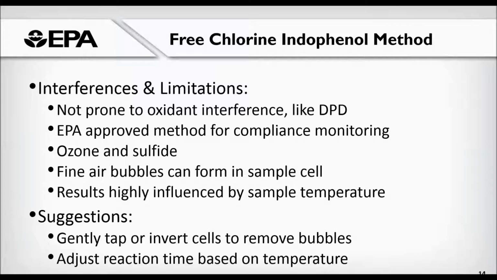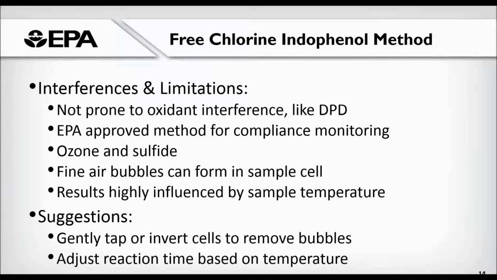So next I'm going to talk about the free chlorine endophenol method. This is a relatively newer EPA approved method. It was just approved last year for compliance. This method is particularly valuable in situations where you have compounds that might interfere with the DPD reagent. You can use the endophenol method because it's not prone to as many interferences. However, this method is prone to interferences with ozone and sulfide, but typically you don't see those compounds in finished drinking water.